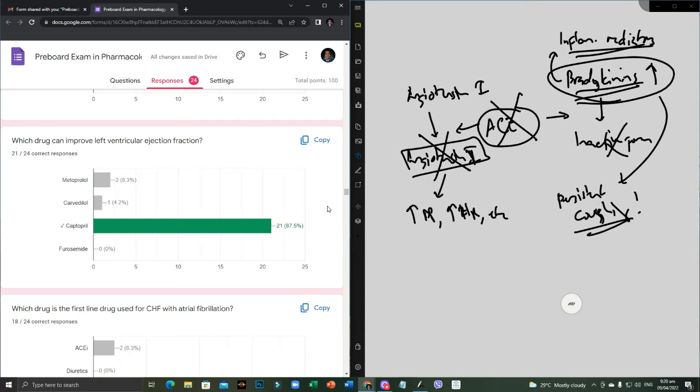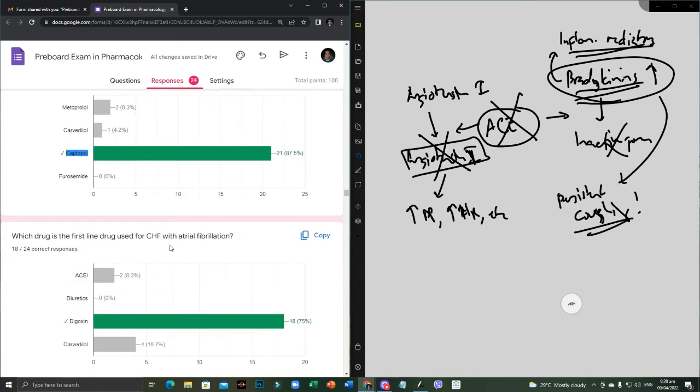Which drug can improve left ventricular ejection fraction? So very good. That's an ACE inhibitor. That's why it's often used throughout CHF treatment. Okay, between captopril and losartan, or an ARB, for CHF, ACE inhibitors would be a better option, kumbaga. But when it comes to hypertension, ARBs are the better choice.